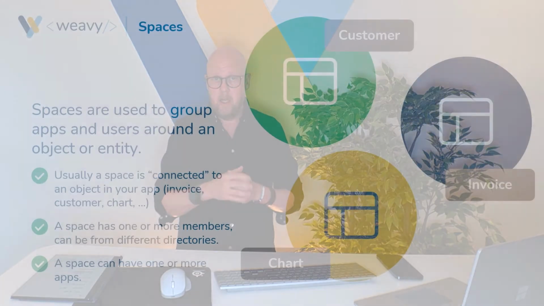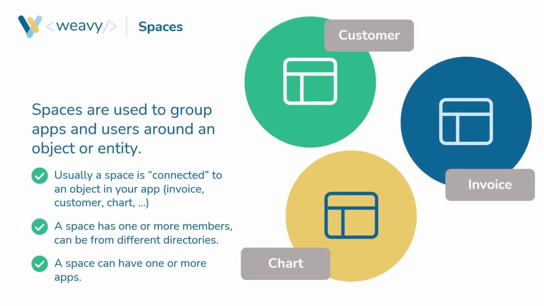And the space can have one or more members, and this is where the cross-communication comes in, because you can invite members from different directories, and since they're in the same space, they are allowed to communicate with each other until they're not, because you can add and remove all the users programmatically in real time. So that's how you can have vendor A and vendor B, for some reason, collaborate around one invoice, for example. In one space you also add one or more apps.